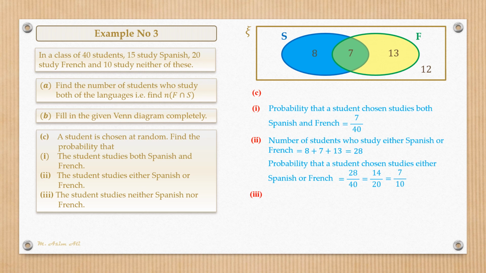In the third part, we have to find the probability that a student studies neither Spanish nor French. It doesn't study any of the two languages. So we can see in the Venn diagram there are 12 such students who do not study any of the two languages. So we will find the probability by dividing the number of students who do not study any of the two languages by the total number of students, and it will be simply 12 over 40, and we'll simplify the answer. Again, we'll simplify, and this is the required answer.